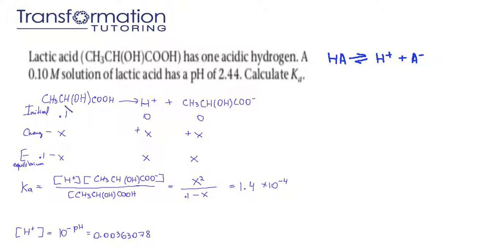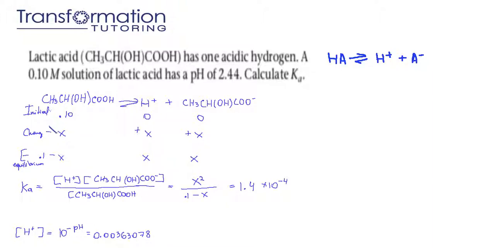Looking at our numbers, initially we only have lactic acid and its concentration is 0.1 molar. So we will put 0.10 here. We do not have any H plus or CH3CHOHCOO minus. By the way, this has to be a double arrow because it's a weak acid, so it goes both ways. Initially, my concentration of H plus and the conjugate base is 0 because lactic acid has not started dissociating yet.